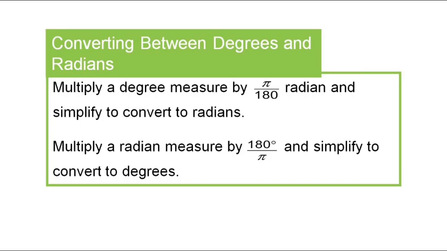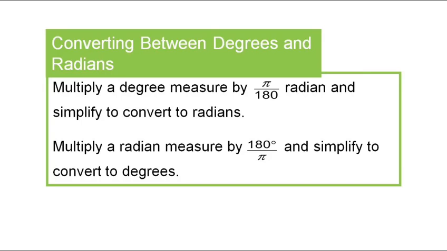Now that we understand that 180 degrees is equal to pi radians, we're going to be able to convert any angle from radians into degrees or from degrees into radians. We do that by using what's called a conversion factor. We know that pi radians is equal to 180 degrees. Therefore, if we make a fraction out of those two numbers, it's really a fraction that's equal to 1.